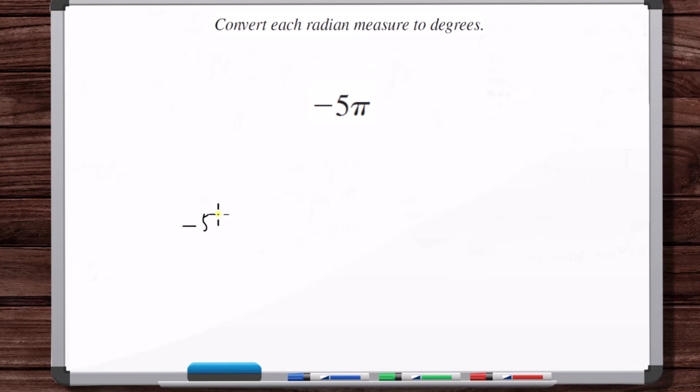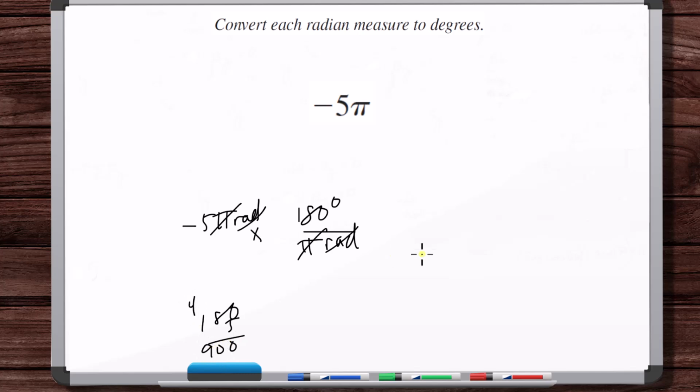Okay, minus 5 pi radians, and the radians cancel. So 180 times 5, 900. Minus 900.